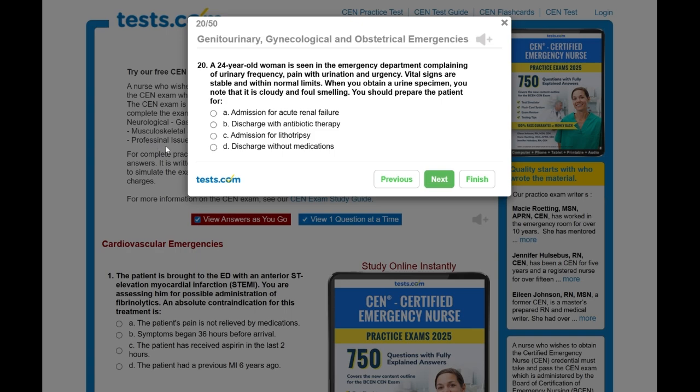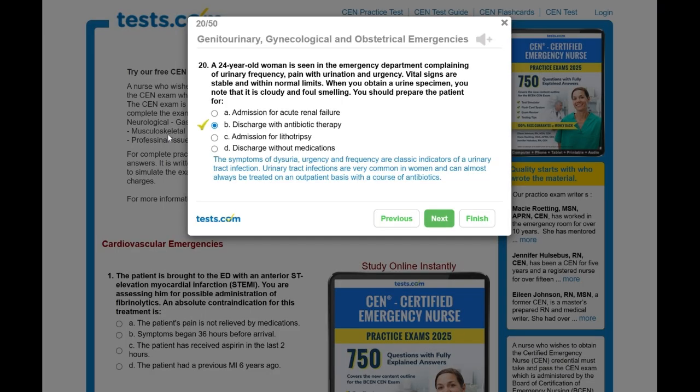You should prepare the patient for A. Admission for acute renal failure, B. Discharge with antibiotic therapy, C. Admission for lithotripsy, D. Discharge without medications.